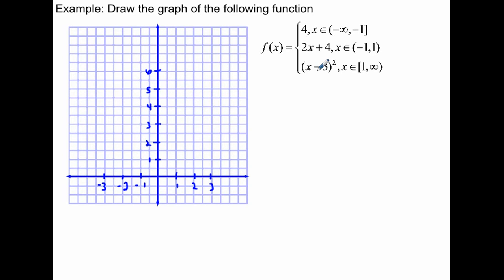Now, when I graph, I need to look at each step separately. So I'm going to look at this first step here. My graph is equal to 4 between -infinity and -1. So that means I'm going to have a horizontal line at y equals 4 from -infinity to -1 inclusive. So that means I'm going to include -1. So when I do this, I typically go to -1 and I go up to 4. Now, because it includes -1, I'm going to have a colored in dot.